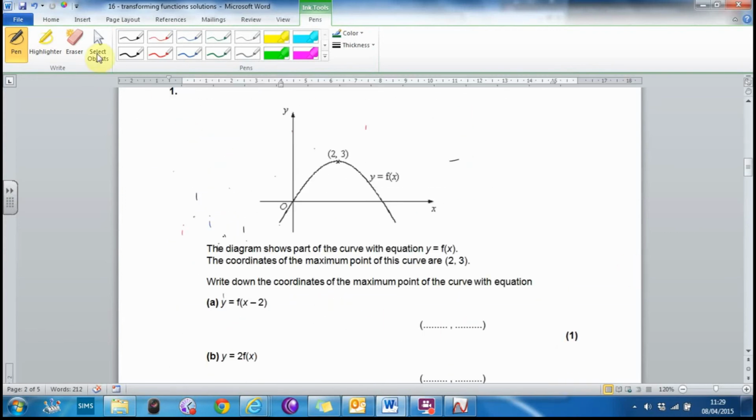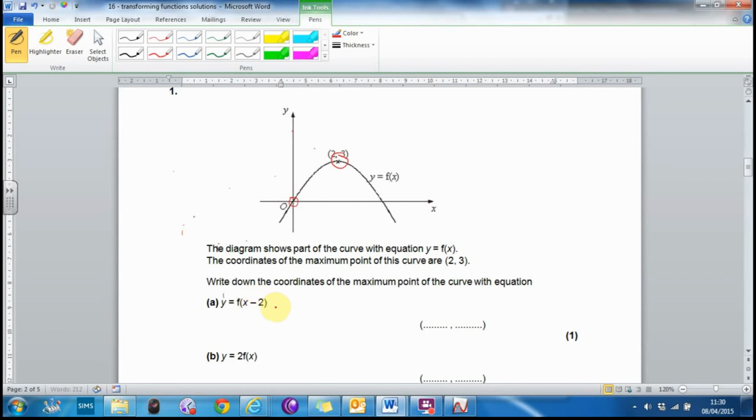So, question 1. Here we go. So we've got our shape now. Hopefully you recognise this as a sort of quadratic graph, although we don't know the actual equation. We're just told it's called f of x, and we're told about this point here, and we're also told about this point here. We know it's 0, 0. So, write down the coordinates of the maximum point of the curve with equation y equals f of x minus 2. So this is the thought process.